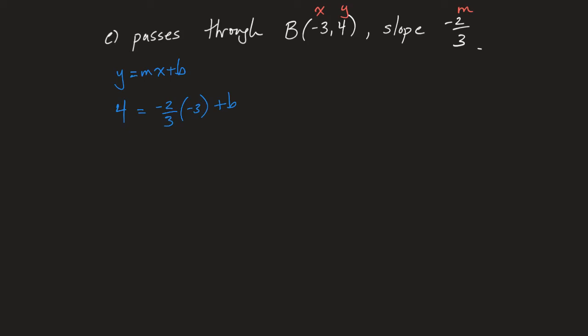So it's really nice that we see that our 3's are going to divide out. And so now we can work our way through and we get a 4 equals negative 2 times negative 1 is a positive 2. And we get a b value of 2. So we can go ahead then and we can write our equation that had a slope of negative 2/3 and a y-intercept of 2.